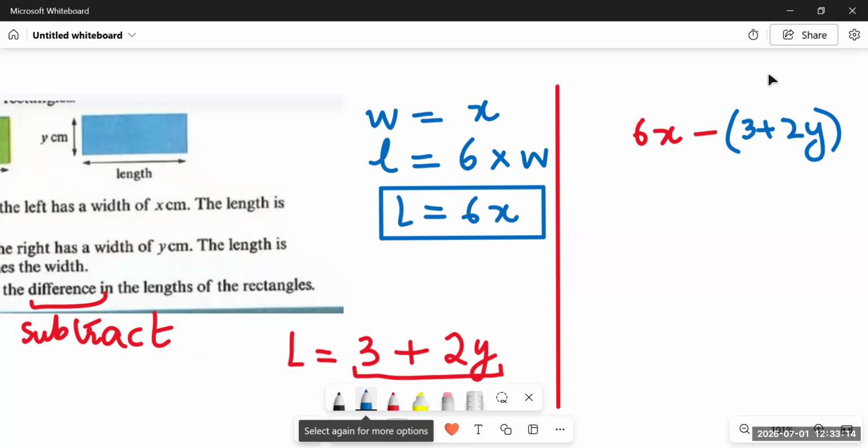I know, students, it is a bit challenging because it's something new, but as soon as you practice more questions like this, it will become easy for you.